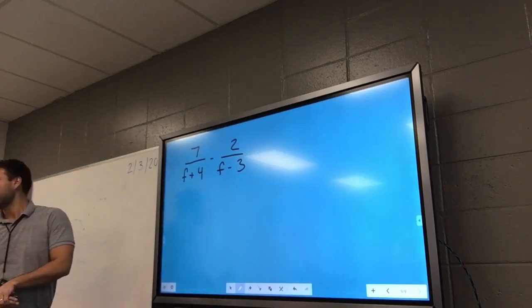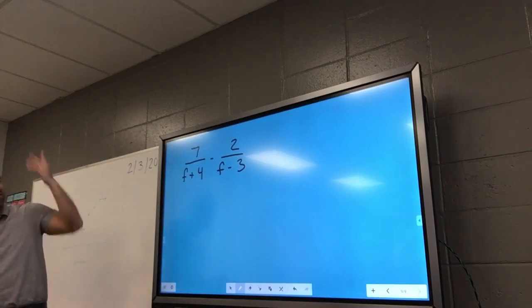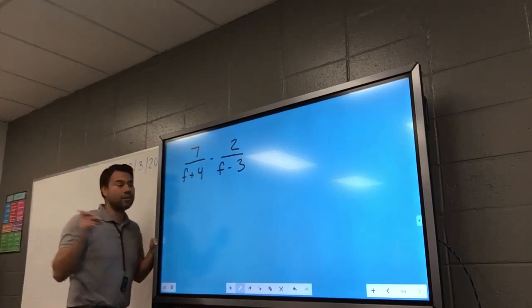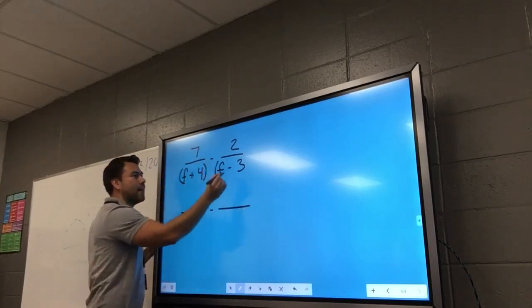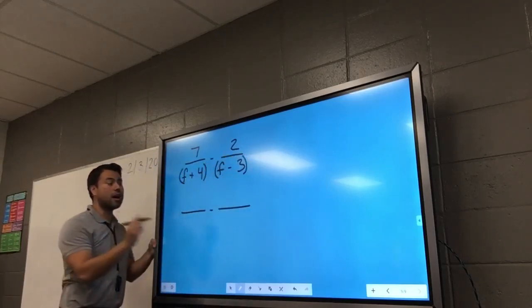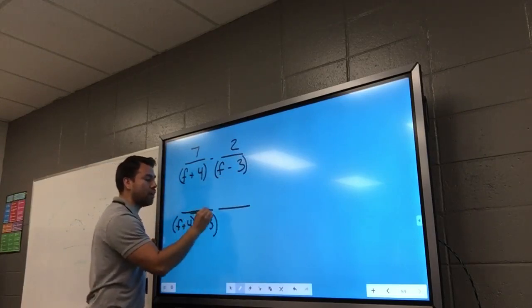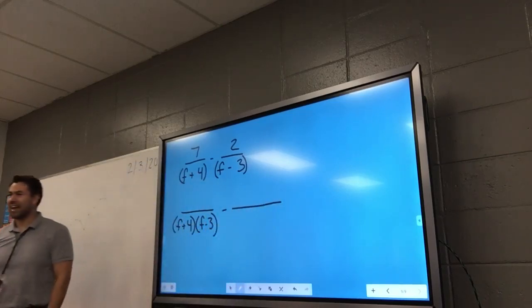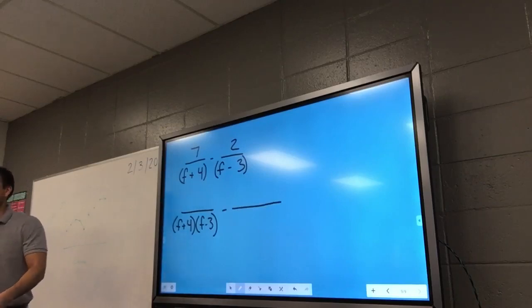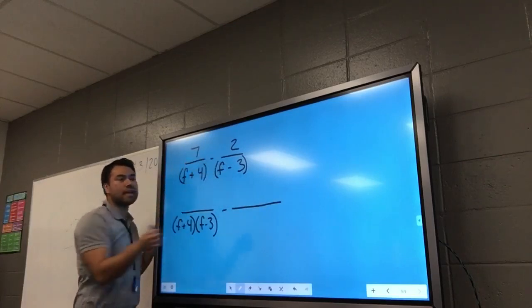All right, guys. I need a common denominator, and it's very tempting to say f plus 7, f minus 7. Okay, here it is. This is a binomial, and that's a binomial. So the common denominator is f plus 4 times f minus 3. It's the whole thing. Because these are binomials, they have to stay together.